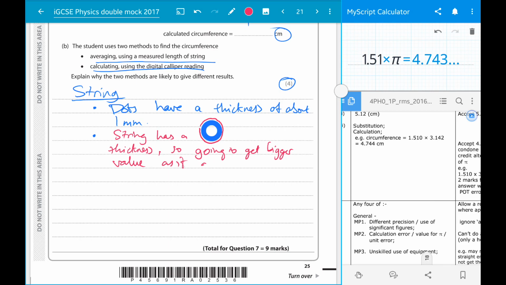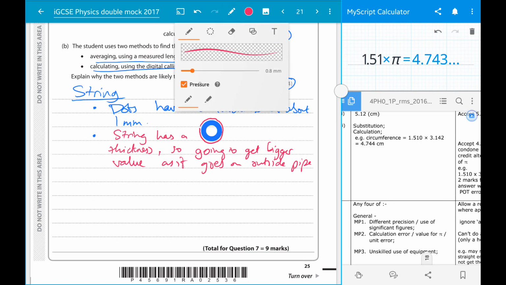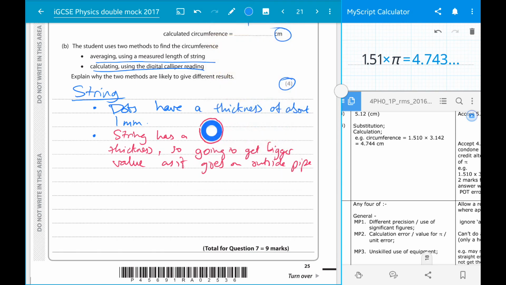As it goes on the outside of the pipe. So that's one really important point to make. So the first thing is about that. We're going to make those 2 points, and I'm going to have a look at the mark scheme in a moment, but let's just go back to our caliper.